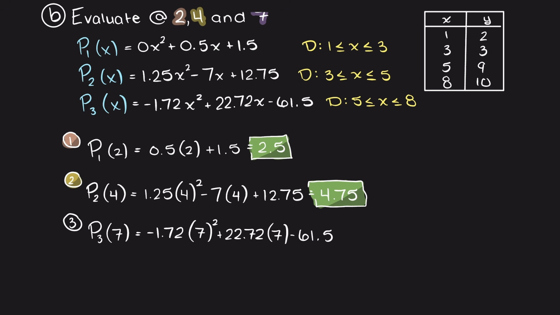Lastly, for an input of 7, we will use our third interpolating polynomial. This results in an output of 13.15, and we have now answered all the questions that we were asked. I hope this video helped your understanding of how we go about solving problems using quadratic spline interpolation.